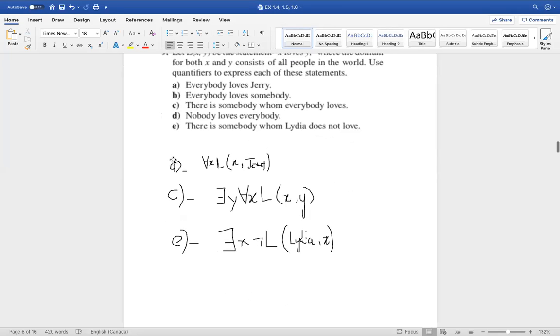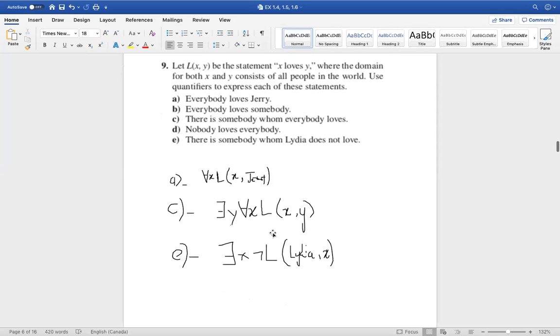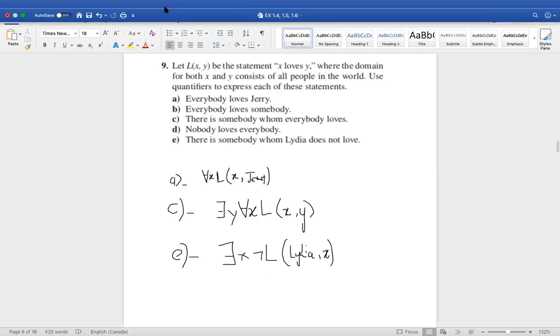Okay. Lastly, there is somebody whom Lydia does not love. So we have there exists x, there is somebody, right? So x is represented by that somebody whom Lydia does not love. So L(Lydia, x), and then we simply put the negation.